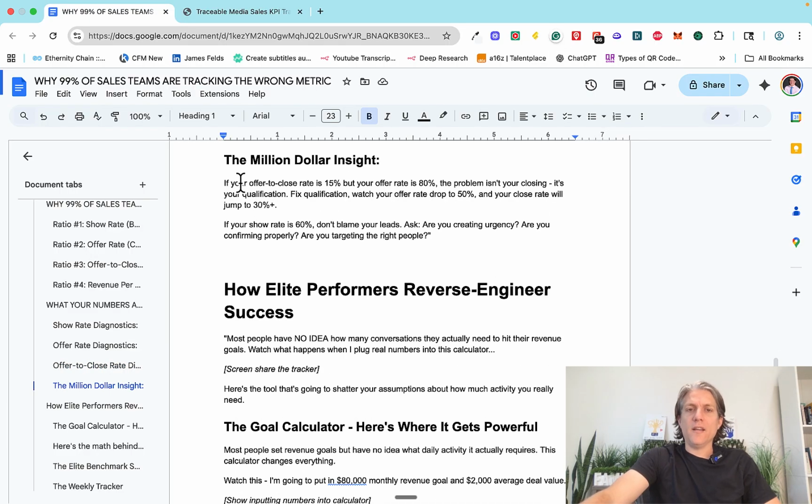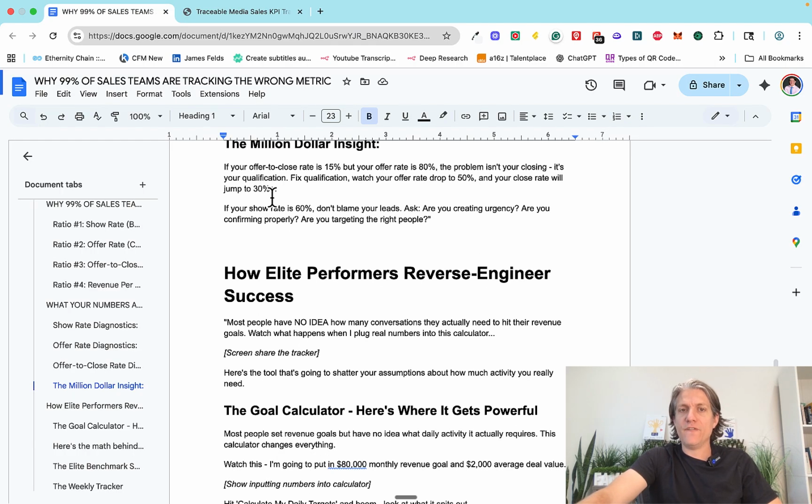$1 million insight, getting into details. This is just an example. If your offer to close rate is 15% but your offer rate is 80, the problem probably isn't your closing, or may not be at least. It's certainly a problem with your qualification. Watch your offer rate drop to 50 and your close rate should skyrocket. It should at least double to 30. Again, if your show rate is 60%, don't blame your leads. Ask, are you creating urgency? Are you confirming properly? Are you targeting the right people?